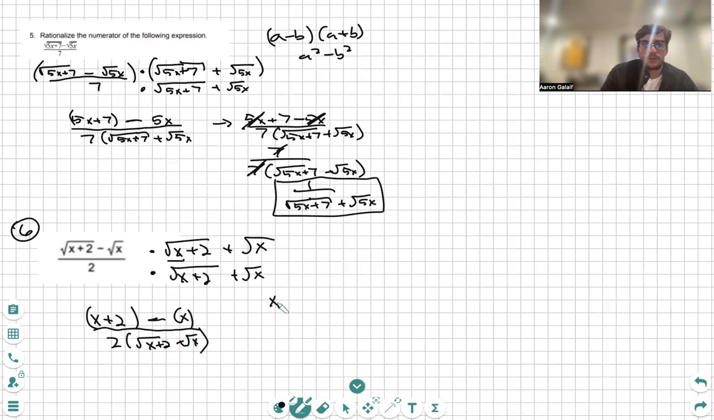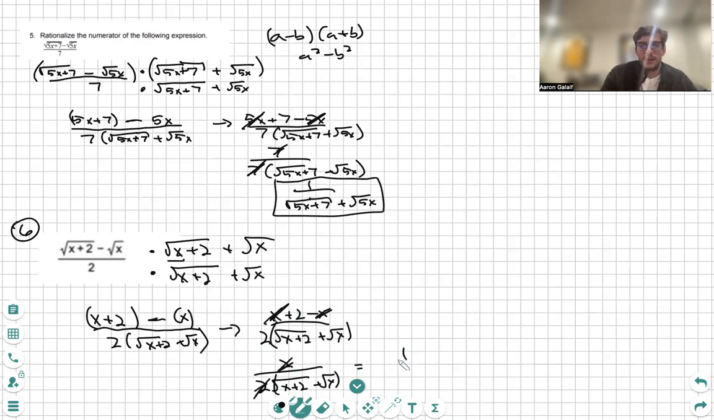We're going to clean up the numerator, and we see that we have an x plus 2 minus x, right? Let's rewrite it over here to the right. We have x plus 2 minus x, all over 2 times the quantity square root of x plus 2 plus square root of x in parentheses. Those x's are going to cancel. We're going to rewrite 2 times square root of x plus 2 plus square root of x. And now those 2's will also cancel. And we have fully rationalized our numerator and have solved our problem.